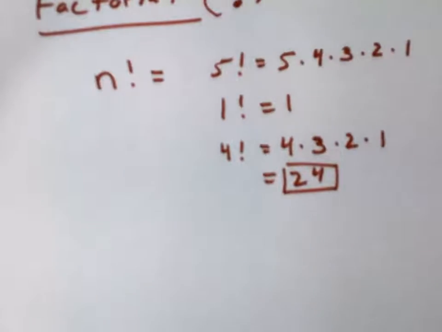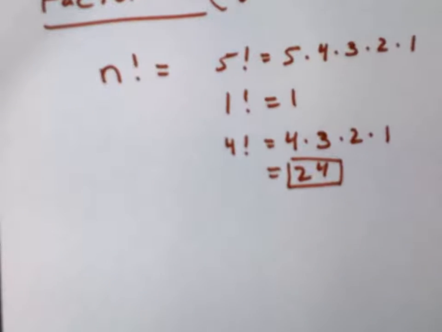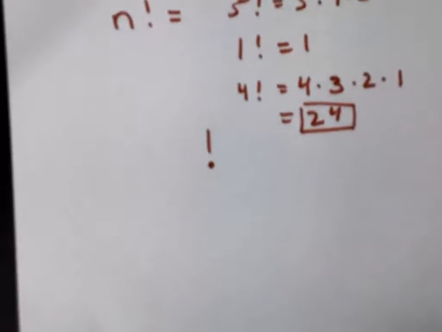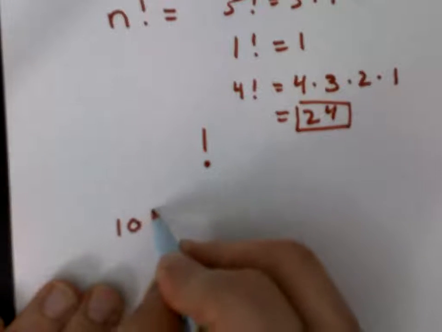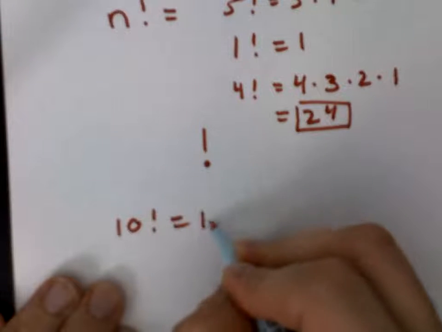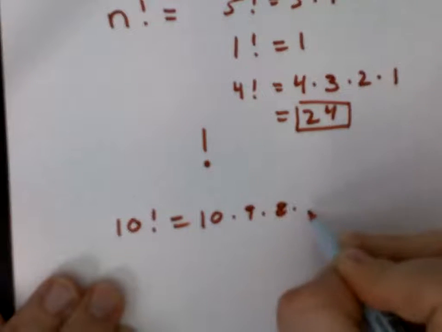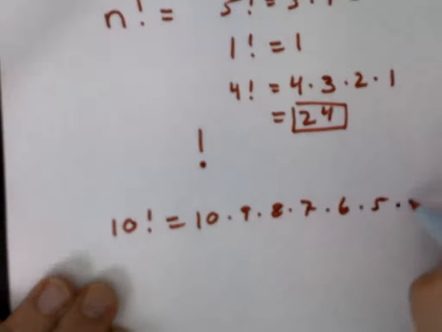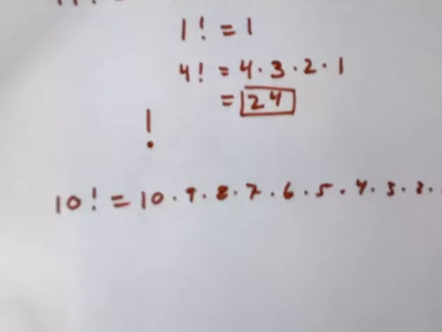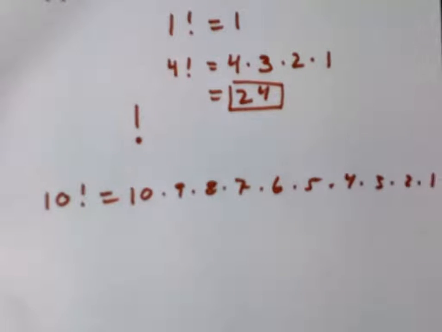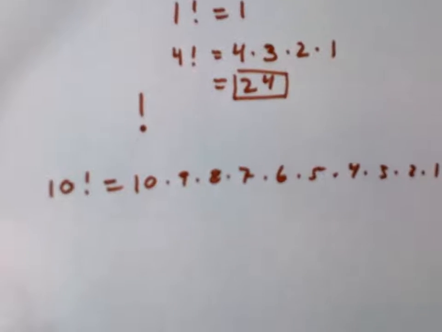So it's called factorial. I don't know if a cell phone has it, but I think most scientific calculators do. It's just this little guy right there. That's kind of what a factorial is. If I had 10 factorial, that is going to be 10 times 9 times 8 times 7 times 6 times 5 times 4 times 3 times 2 times 1. It's pretty straightforward.